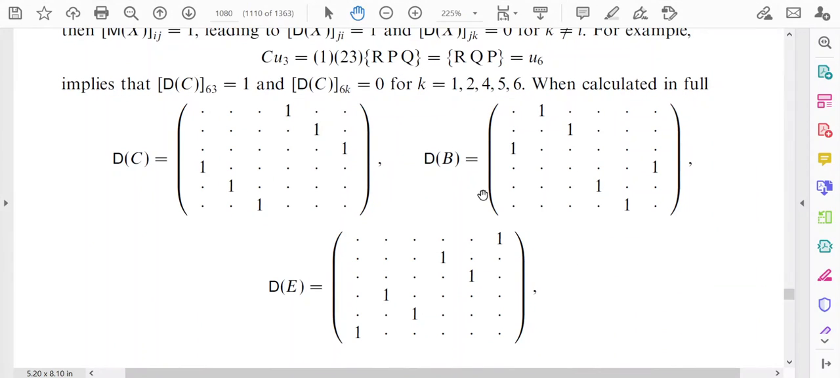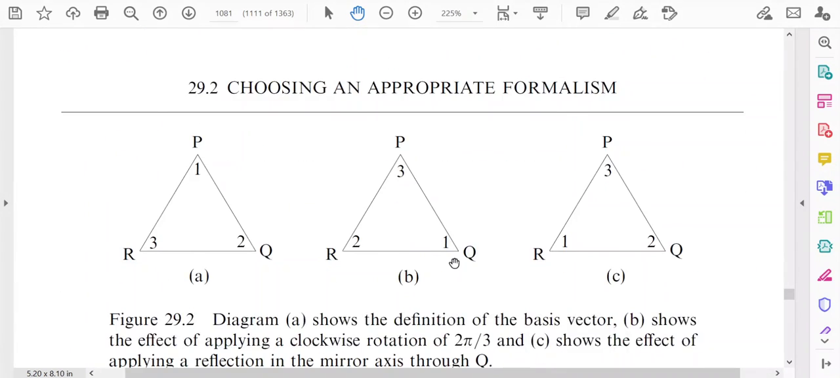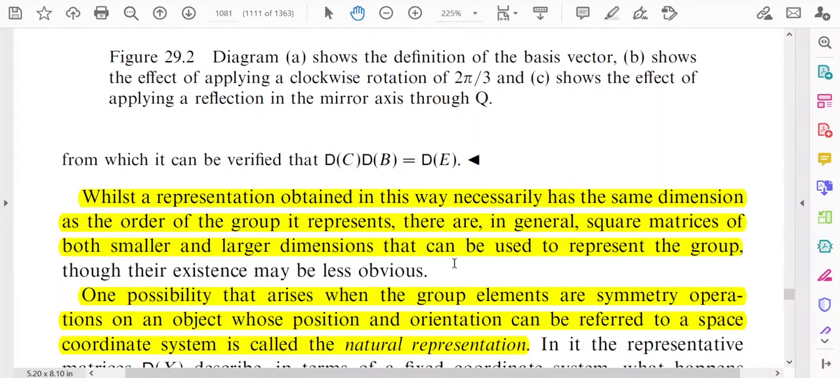These matrices were 6 by 6. So you see that the dimension of the representative matrix and the order of the group were the same. That is why we say that a representation obtained in this way necessarily has the same dimension as the order of the group it represents. There are, in general, square matrices of both smaller and larger dimension that can be used to represent the group.